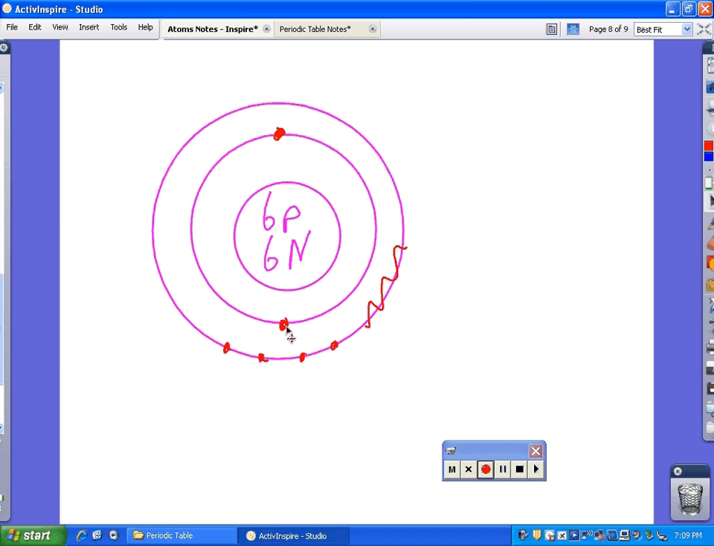And then the second shell can hold up to 8, but in this case we only have 4 additional electrons because I already have these 2. Remember, atomic number is equal to protons equal to electrons. If I have 6 protons, that means I should have 6 electrons. Well, I have 2 on the first shell, and then I have 4. My remaining 4 go on the second shell. Can the second shell hold more? Yes, it can, but in this case, it doesn't need to.